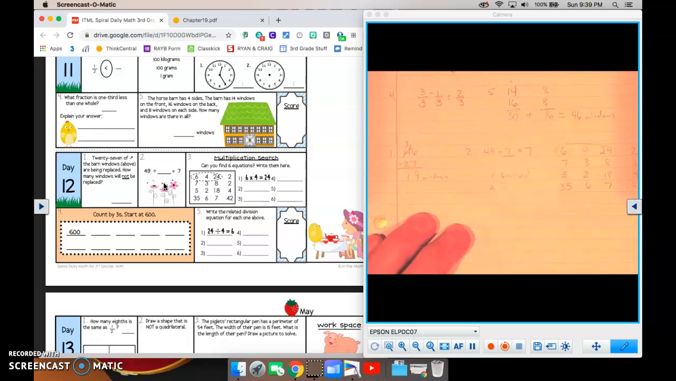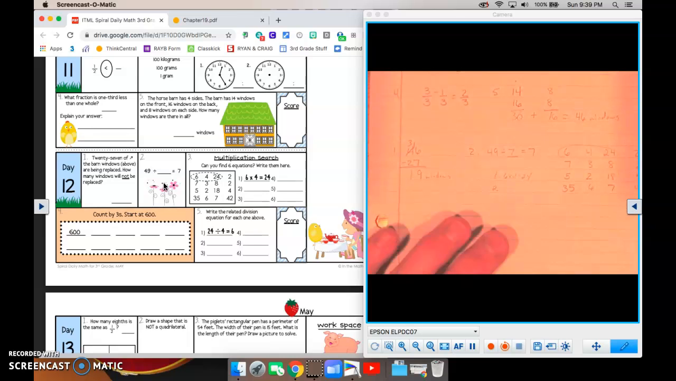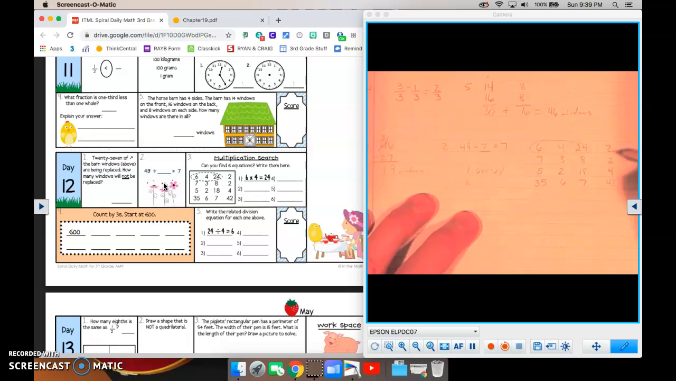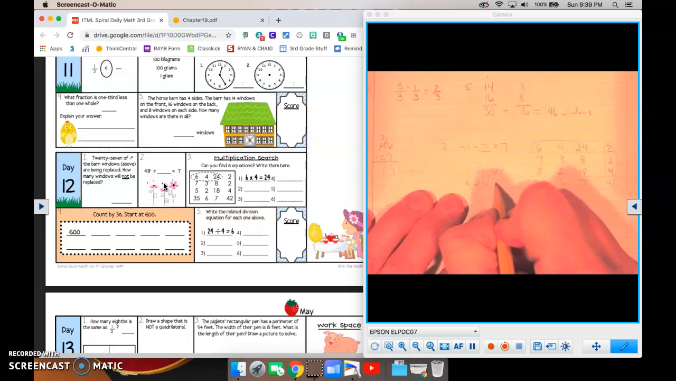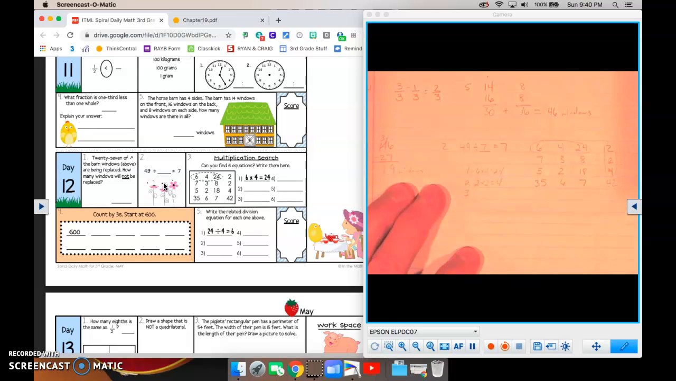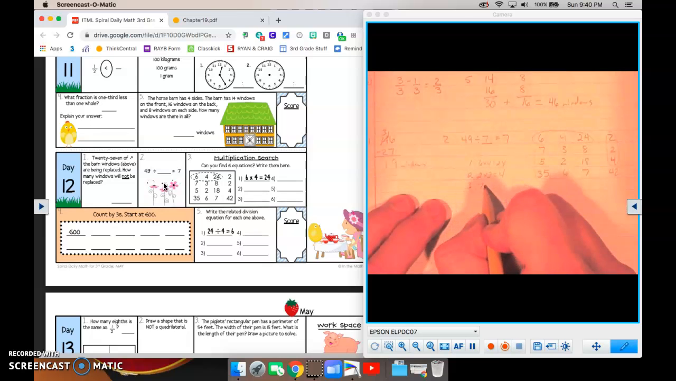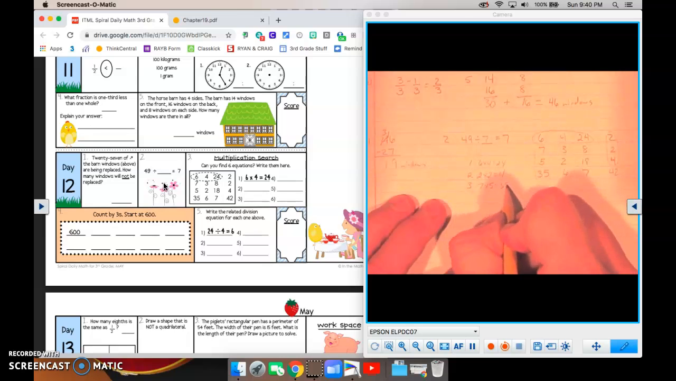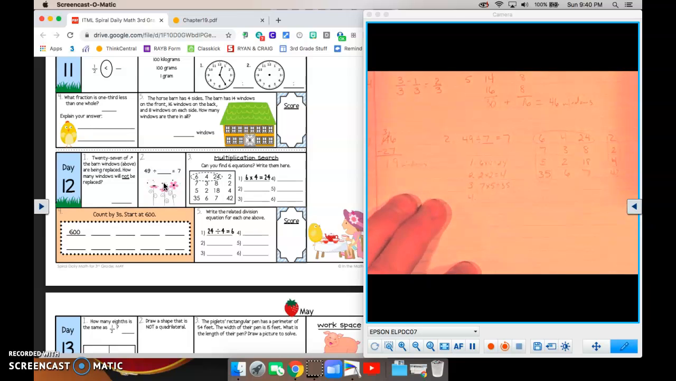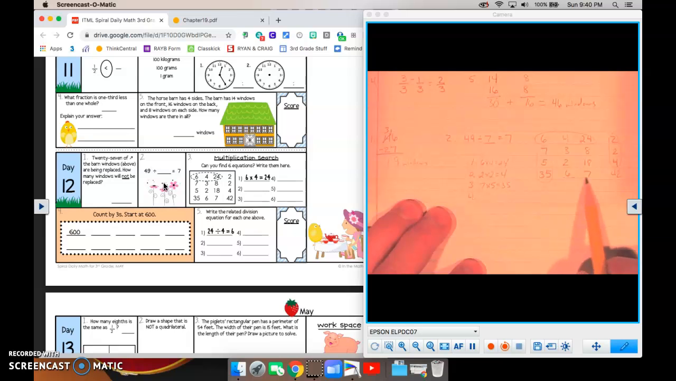All right, let's find the second one. I'm going to go right behind the 24 here, and I'm going to say 2 times 2 is 4. And let's do another one. How about this one? 7 times 5 equals 35.